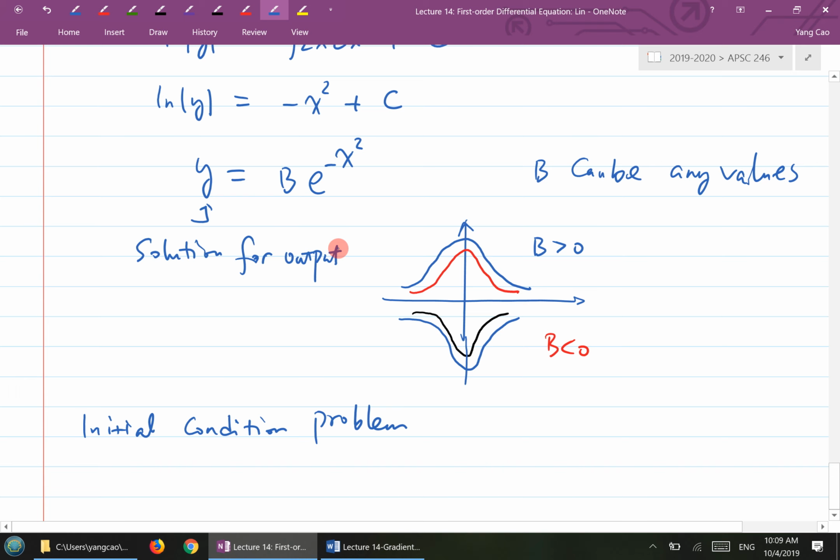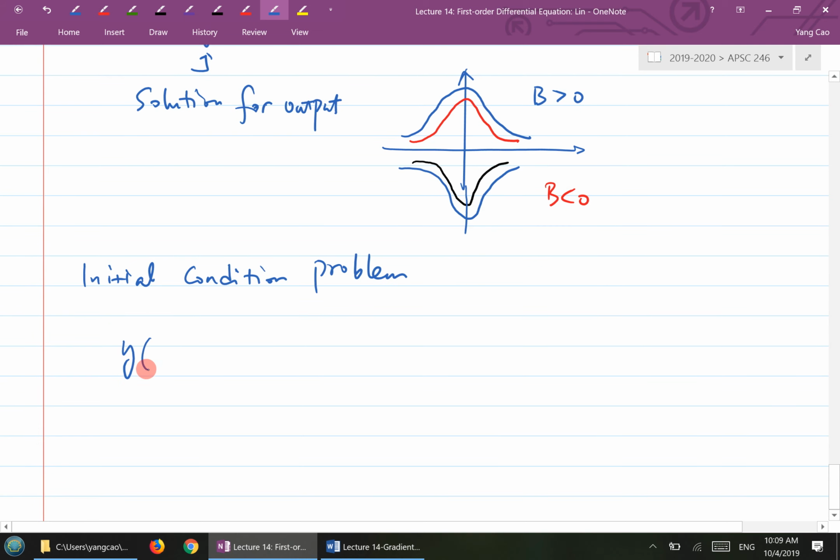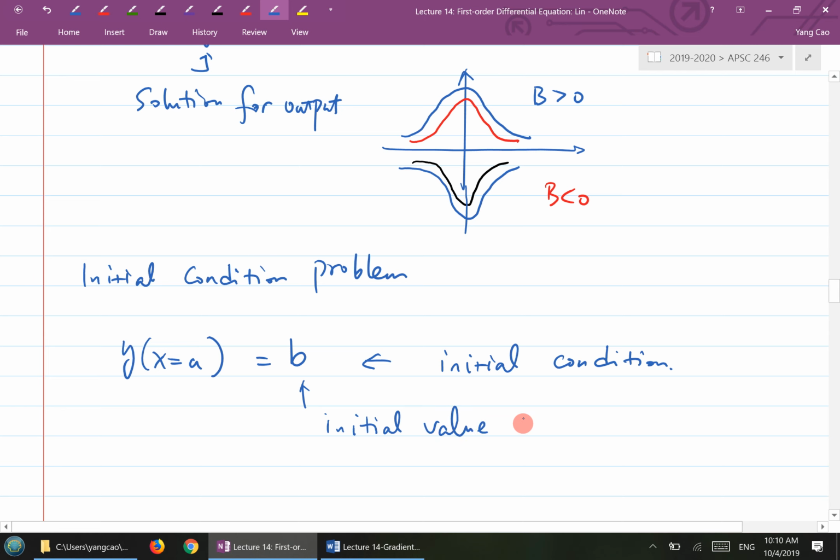So in this particular case, for the first order one, let's say x equal to a is the initial condition, and suppose that I know what the initial condition is. So this is an example of initial condition. Sometimes we also call it initial value. So this b here is called the initial value, IV. And this is IC.